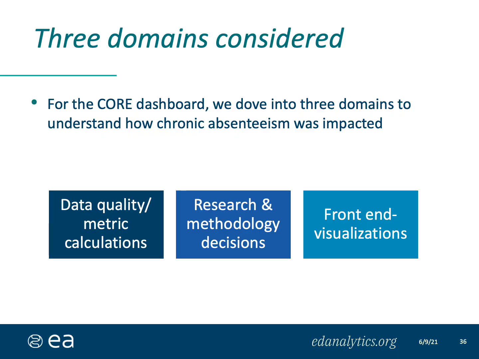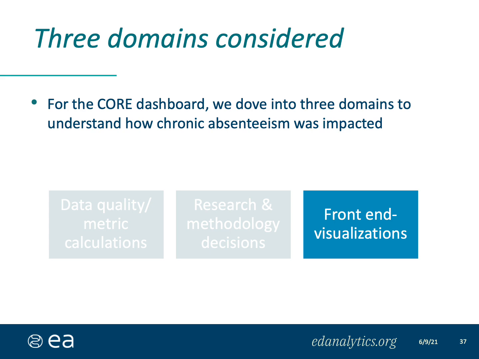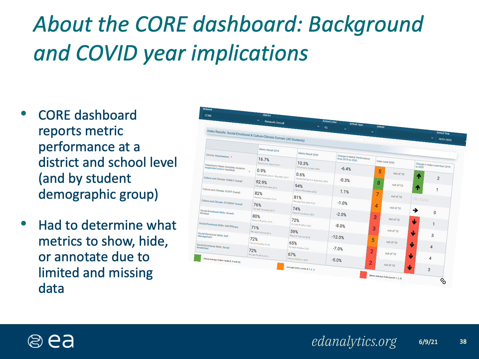Finally, our team also considered the front-end visualization and reporting implications for the chronic absenteeism metric. As we shared at the beginning of this case study, the core dashboard reports on a range of annual metrics at the district and student level and disaggregates that data by student groups. Due to the impact of limited and missing data over the 2019-20 school year, our teams had to review all of the metrics typically displayed on the dashboard to determine whether it was responsible to show, hide, or annotate the metrics in order to be transparent to users about any limitations to interpretability.